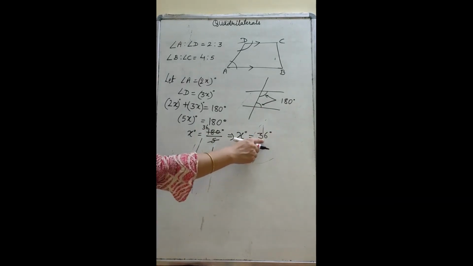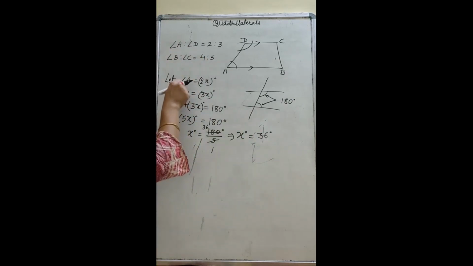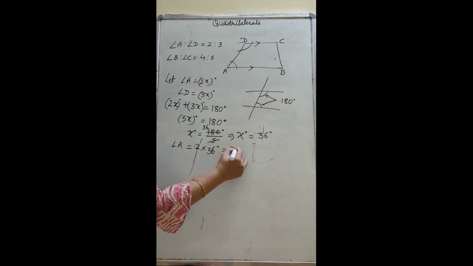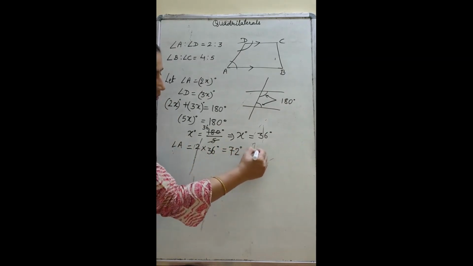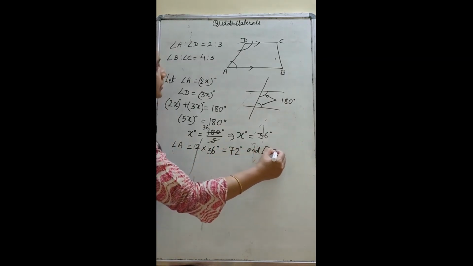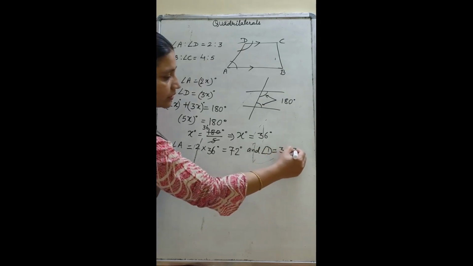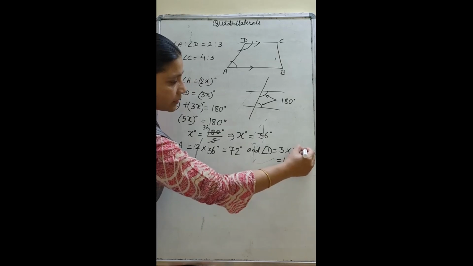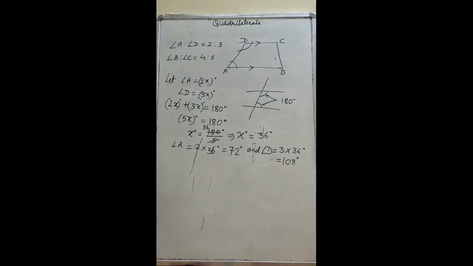Now this is the value of x. We will replace this value of x here to calculate the value of angle A and angle D. So angle A is 2 into 36 degrees, which is equal to 72 degrees, and angle D is equal to 3 into 36 degrees, which is equal to 108 degrees. Next we will calculate the value of angle B and angle C.